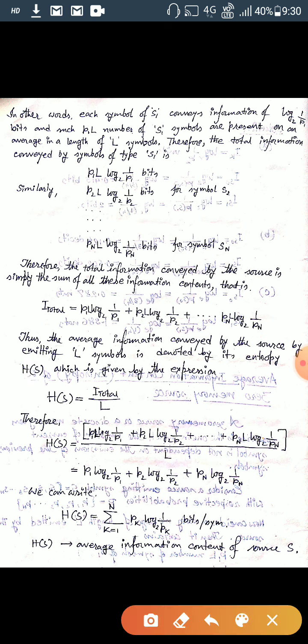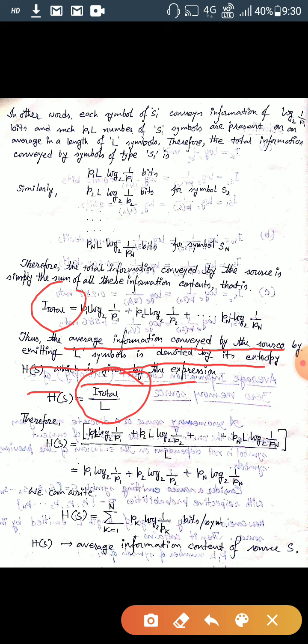Thus, the average information conveyed by the source emitting L symbols is denoted by its entropy H(S), which is given by I total by L, because we already told that this is the average information. To get the average, you just divide the total information by the message length, that is L.